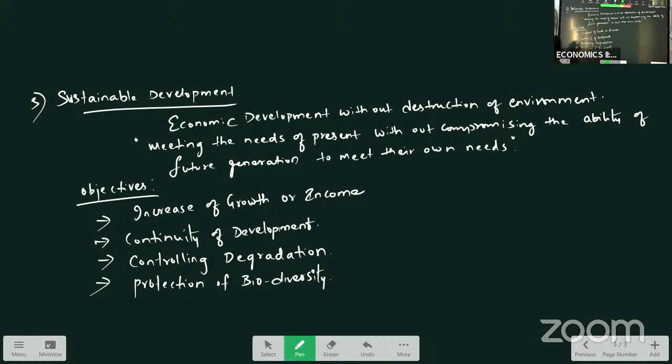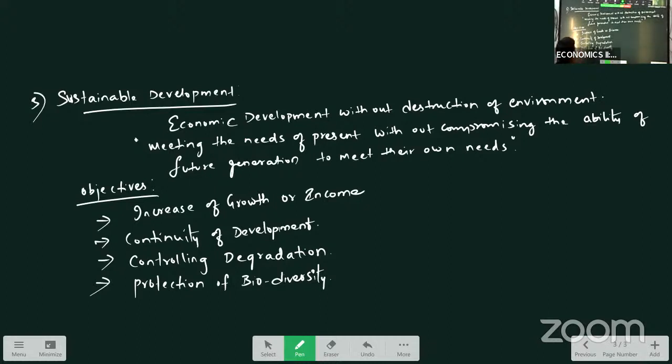So this is all about sustainable development. Sustainable development means what? Development without destruction of the environment. Whatever economic development we are taking up should not distract or damage our environment. Or we can define it as meeting the needs of the present without compromising the ability of future generations to meet their own needs. We should utilize our resources in such a way that we are able to use them for present development as well as for our future development also.